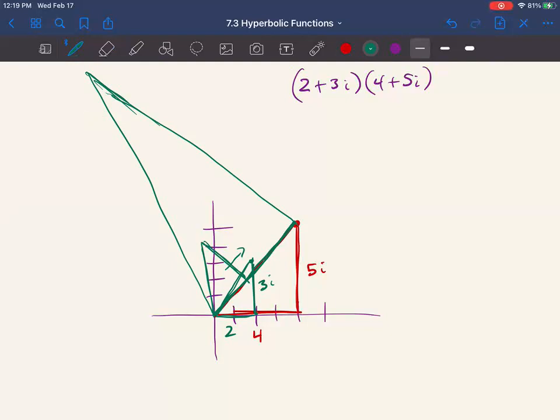Okay. Let's see if I'm actually right. Let's multiply this together. 2 times 4 is 8.